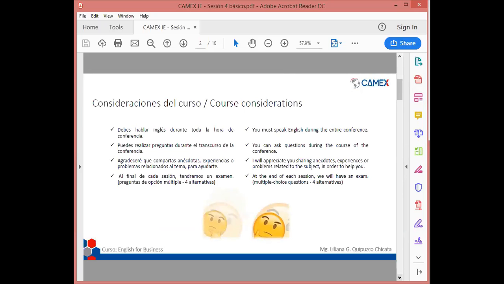First, we're going to see the course considerations. Remember that you must speak English during the entire conference. Also, you can ask questions during the course of the conference. Third, I would really appreciate if you can share any anecdotes, experiences, or maybe any kind of problems that are related to the subject that we're going to see today in order to help you. And finally, at the end of this session, we will have an exam. This exam is a multiple choice question exam with 4 alternatives.